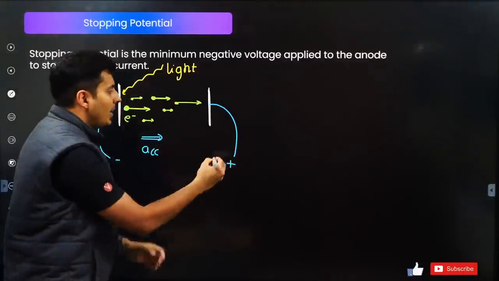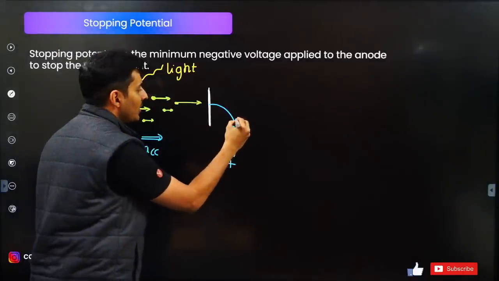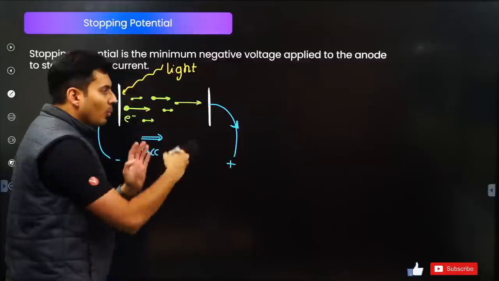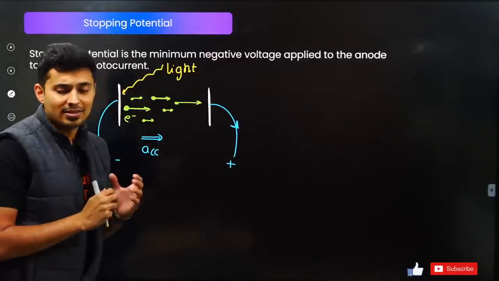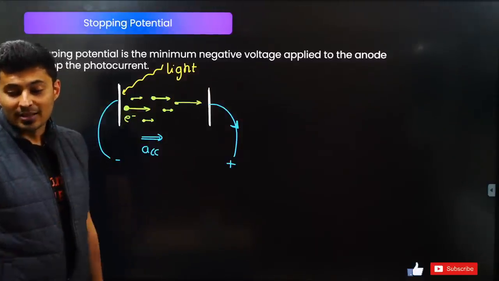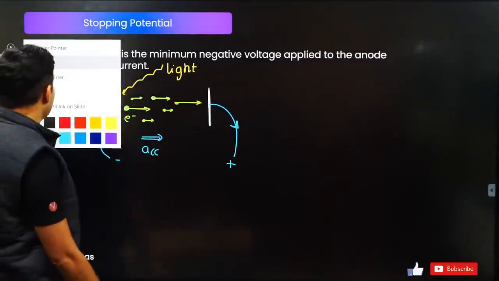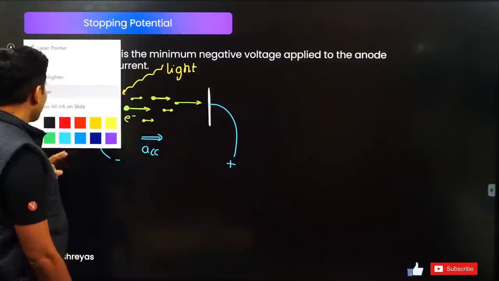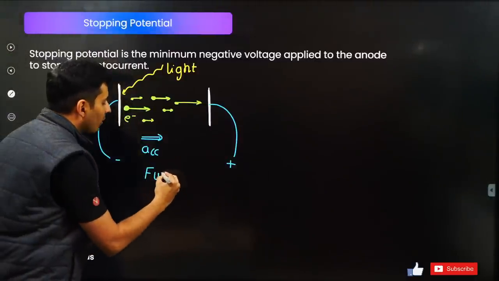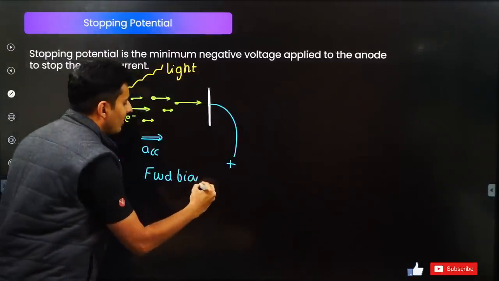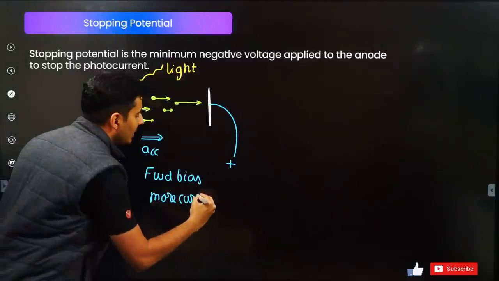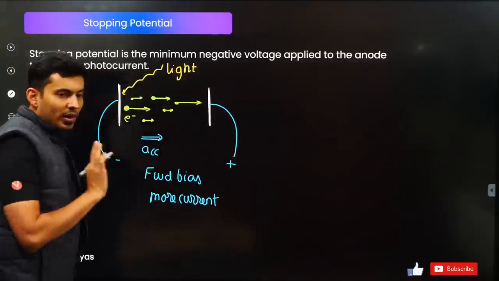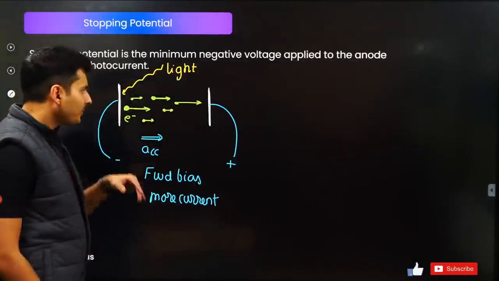So what do you think will happen because of this? When more electrons flow, will there be more current or less current? No, this is not reverse bias. This is forward bias, guys. So because of that, there will be more current, agree or disagree? There will be more current in this. Exactly.